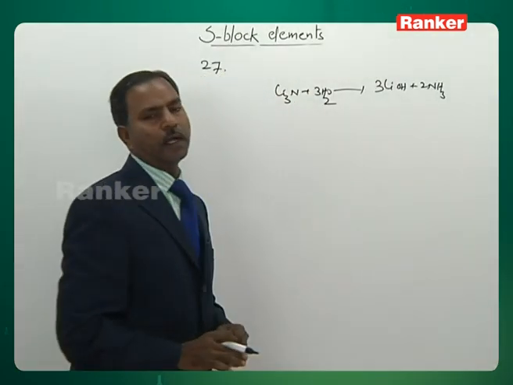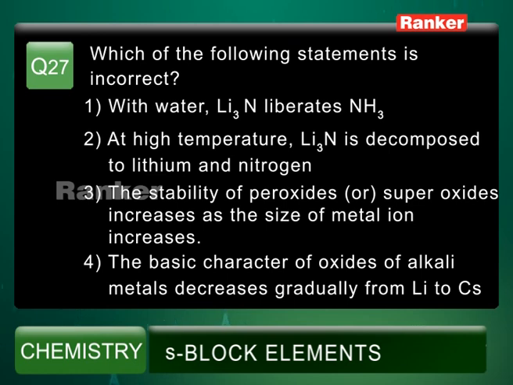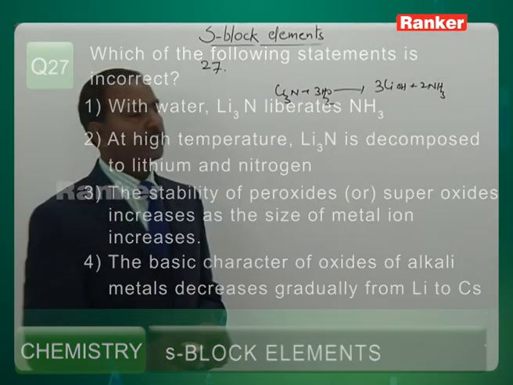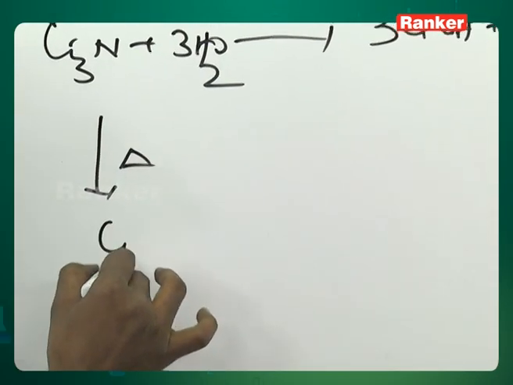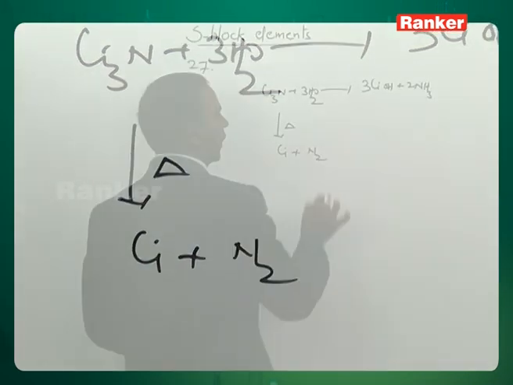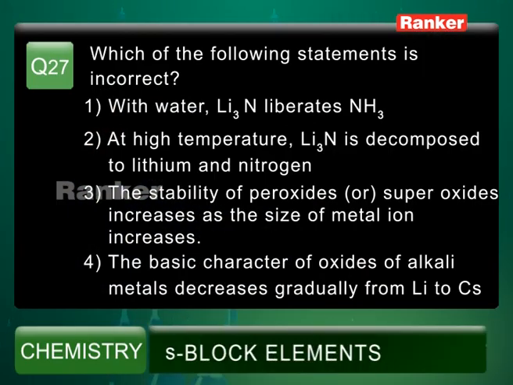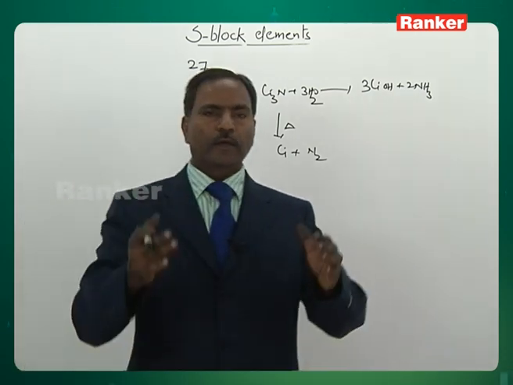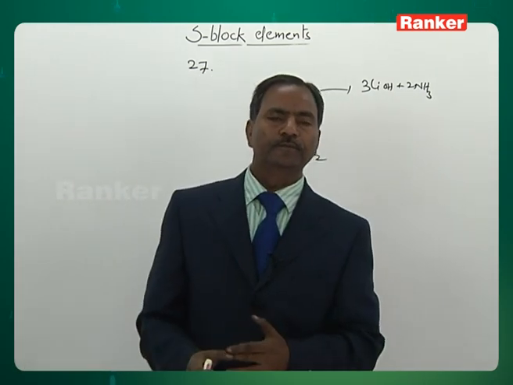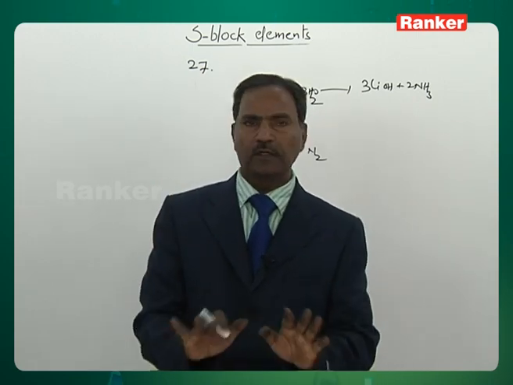Okay, it's correct. Coming to the next, at high temperature, Li3N is decomposed to give lithium and nitrogen. Yes, Li3N heated to very high temperature definitely decomposes to produce lithium and nitrogen. Coming to the stability of peroxides or superoxides increases as the size of the metal ion increases. See, for peroxides and superoxides, with the increase in the size of the metal, their stability is increasing. That is also correct.